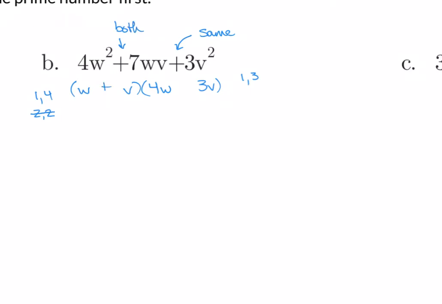And both are positive. All right, let's go ahead and FOIL this out. First, we get 4w squared. Outsides, we get 3wv. Insides, we get 4wv. And lasts, we get 3v squared. My middle terms combine to give me 7wv, so this does check out.